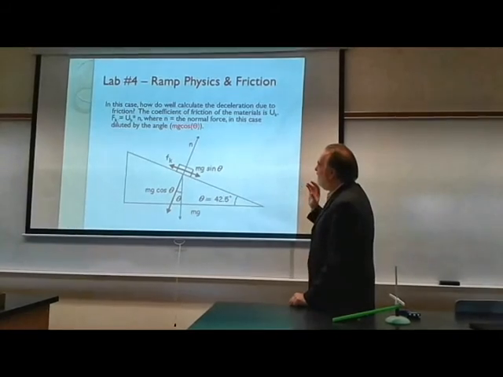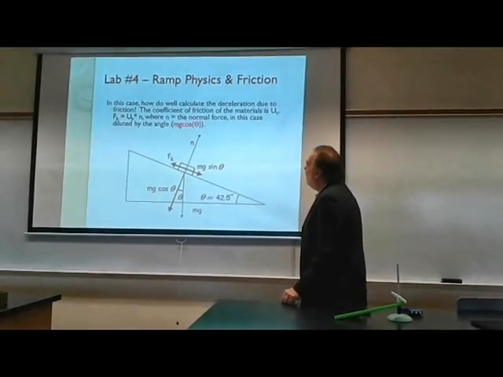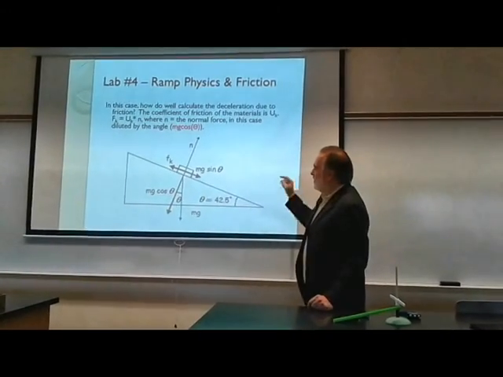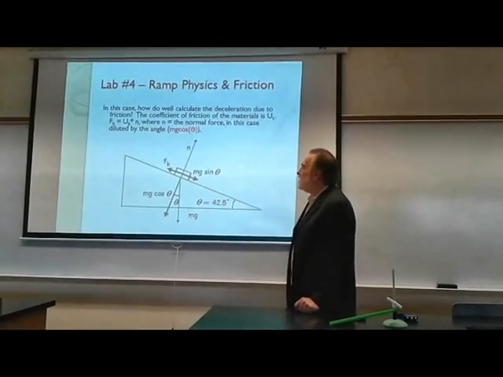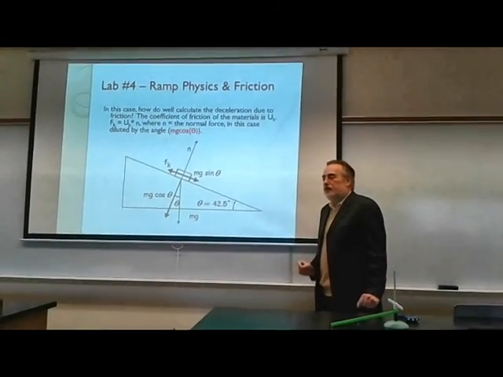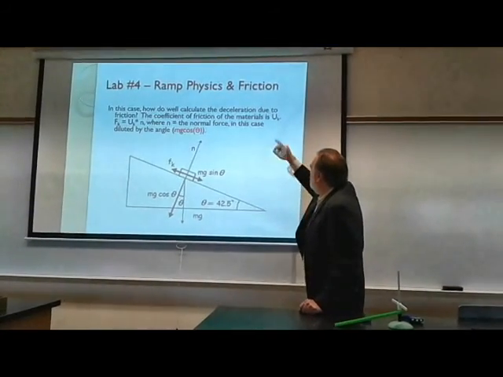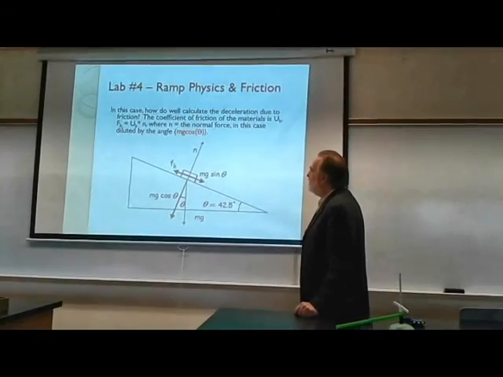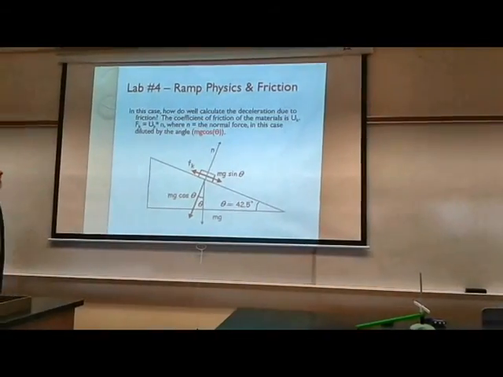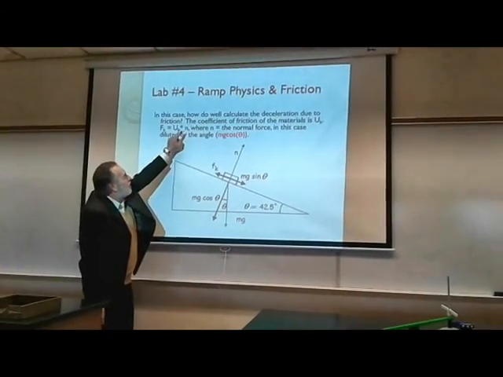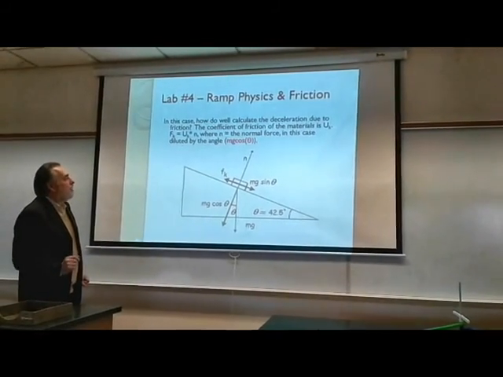Well, how do we calculate the acceleration due to friction, or I should say the deceleration? We know that with certain materials, whatever the ramp might be, whatever is sliding on it, the two materials together, we have something called a coefficient of friction. We're going to use the lowercase mu k for that. And so we know that the force of friction is equal to the coefficient of friction times N, where N is the normal force. In this case, it's going to be diluted by the angle as well.